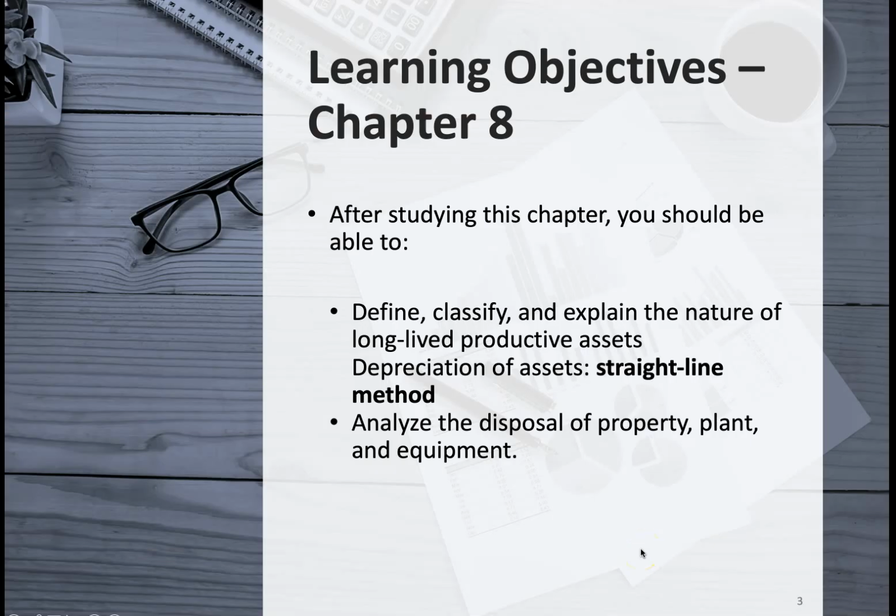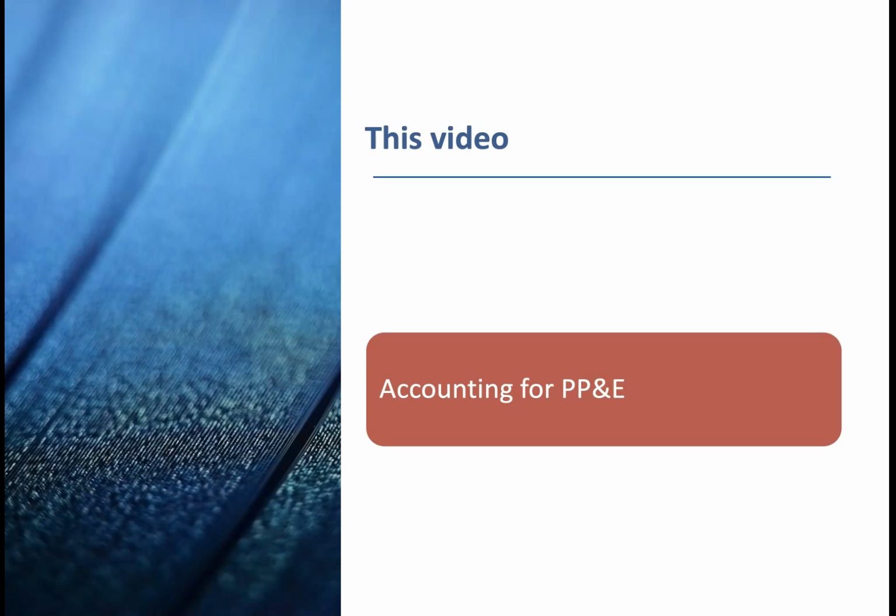The key learning objectives for Chapter 8 for this course are threefold. First of all, we are going to discuss what are long-term assets, what are fixed assets. And then we're going to talk about depreciation of those assets using a straight line method. And we will also analyze the disposal of the assets and equipment, but the first two objectives are the main objectives for this chapter. In this video, we will discuss accounting for PP&E.